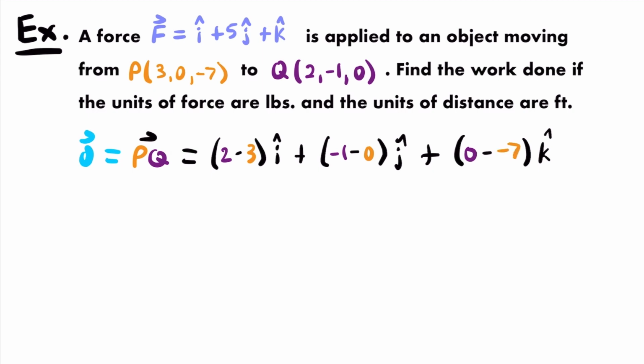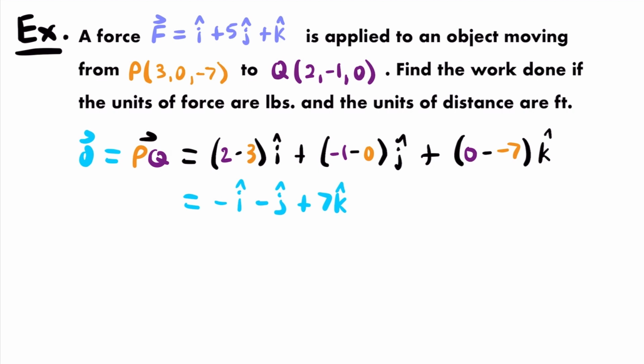Now if we simplify, 2 minus 3 is -1. So this is equal to -1 times i. So I'll have -i plus -1 minus 0, which is just -1. So we'll have -1 times j, or plus -j, which we could just rewrite as minus j. And then we have plus 0 minus -7 times k. And 0 minus -7 is the same as 0 plus 7. So we'll have plus 7k.